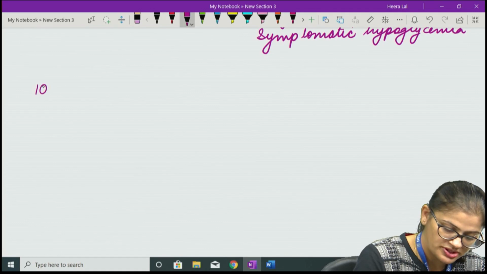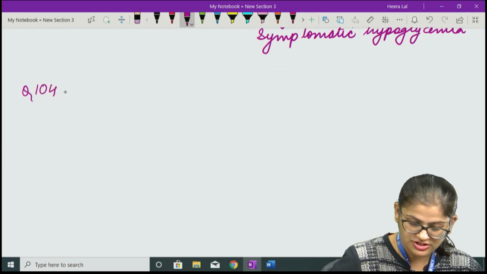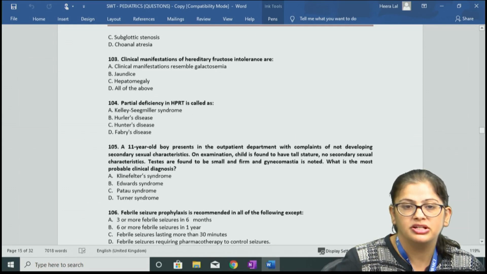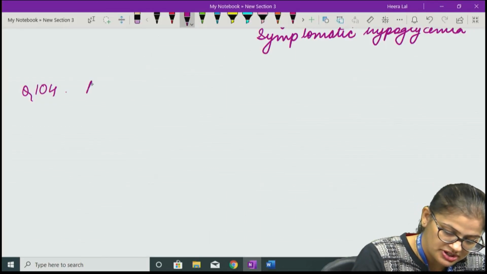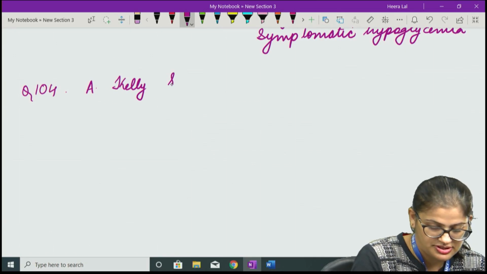Next we come on to question number 104. And question number 104 was, partial deficiency in HPRT is called, and the correct answer is option number A, that is Kelley-Seegmiller syndrome. Option number A, Kelley-Seegmiller.